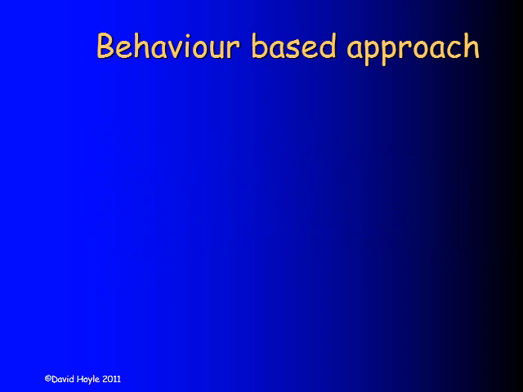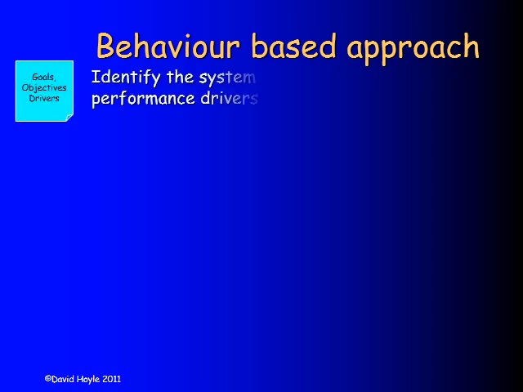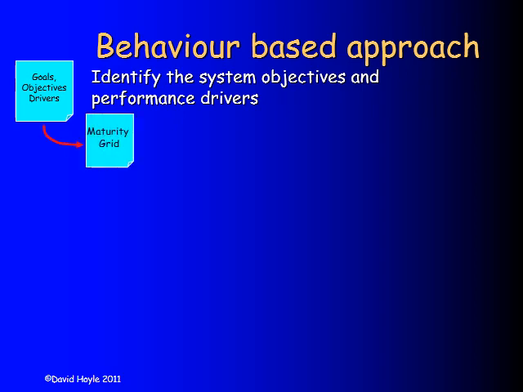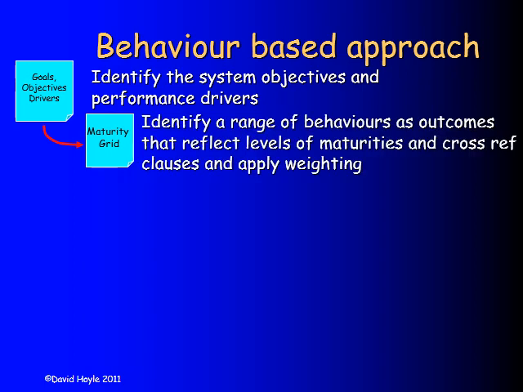Let's now look at the behaviour-based approach, the fifth method of auditing in our series. We identify initially the system objectives and performance drivers. Then we produce a maturity grid, which identifies a range of behaviours as outcomes that reflect levels of maturities and cross-reference the clauses to these behaviours and apply weighting. Therefore, we will use the standard in creating the maturity grid.